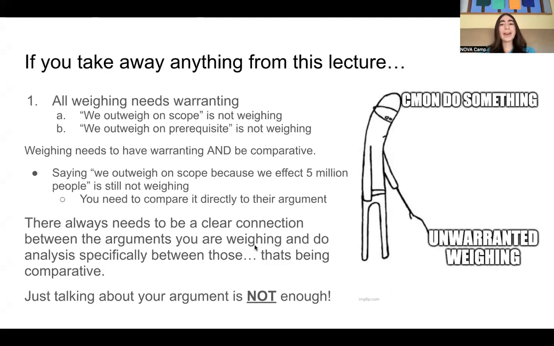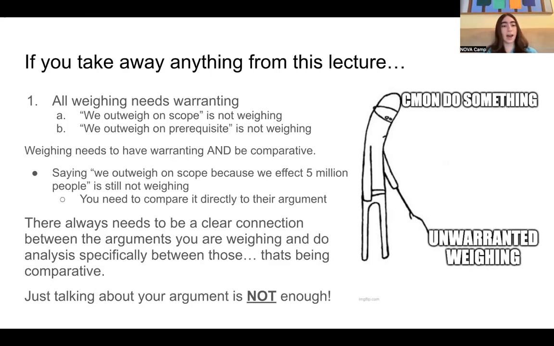So if you take away anything from this lecture, it's two things. It's A, that all weighing needs warranting, and B, that it needs to be comparative. So "we outweigh on scope" is not weighing, or "we outweigh on prerequisite" is not weighing. You need to give a reason why. You can't just assert these things.